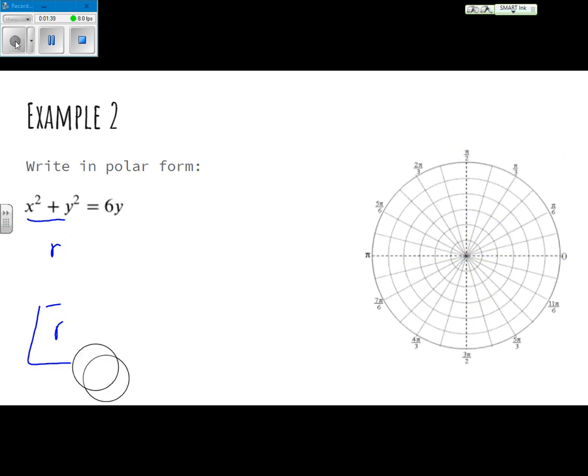Okay, so let's try this one. There's not a whole bunch of tricks I'm going to try to throw at you. On this one, the x squared plus y squared is still equal to r squared. And 6 is going to equal, I just have y right there. But I remember something from the previous day.